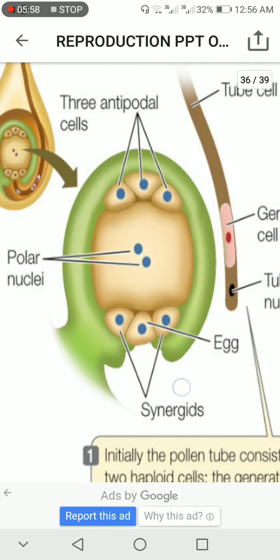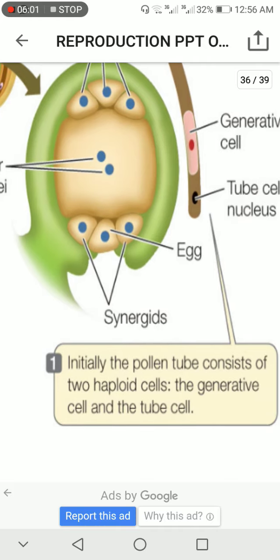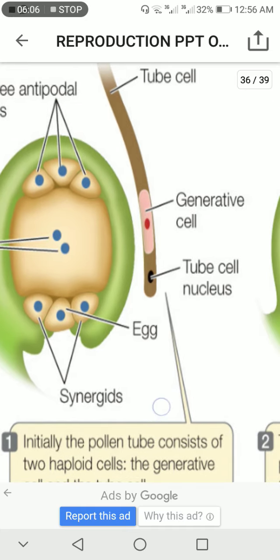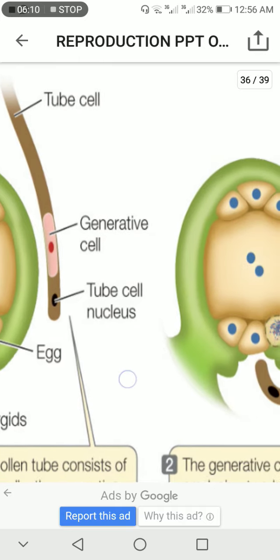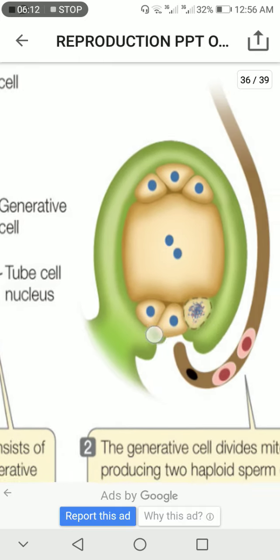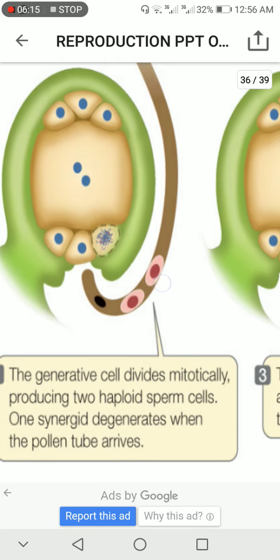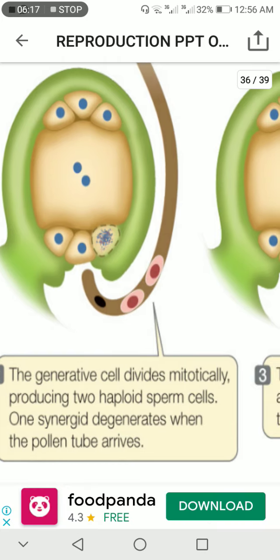You can see initially the pollen tube consists of two haploid cells, the generative cell and the tube cell. You can see the generative cell further divides into two. This is the tube cell. The generative cell divides mitotically and produces two haploid sperm cells. One synergid degenerates when the pollen tube arrives.